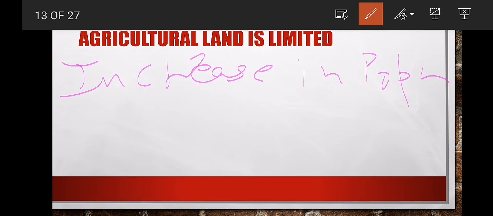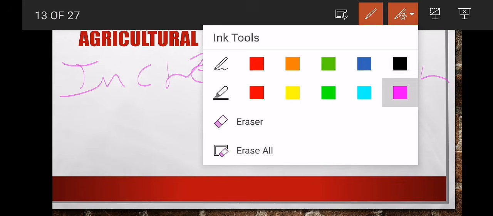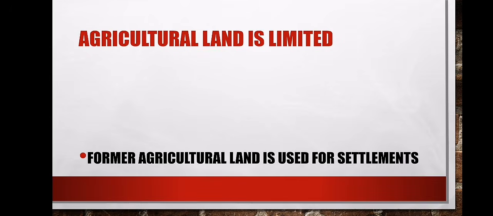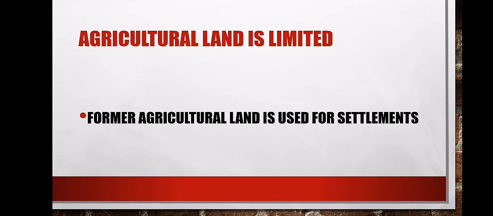Even clinics. So that the development that will take place, it will result to a decrease in the land that can be used for what? For farming. So that's how we try to understand it. So in this case, we say former agricultural land is used for what? For settlements. We can say it's used for what? For industries. It's used to build schools, to build clinics. But the main point is that this is caused by an increase in what? In population.